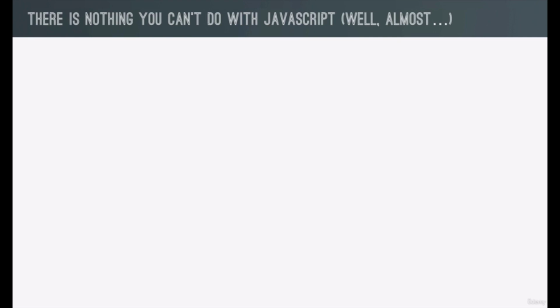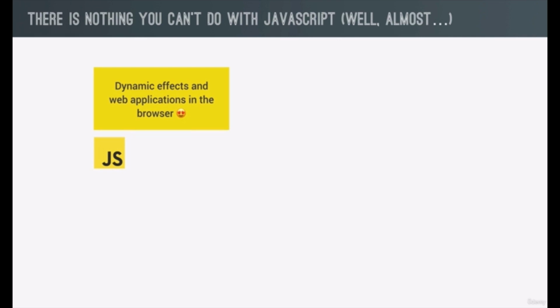So as you already know, JavaScript allows us to add dynamic effects to pages and, in fact, to build entire web applications in the browser. And these applications feel almost like the apps that we use on our computers and phones every single day. So we can say that JavaScript is what made modern web development and really the whole modern web itself possible in the first place.